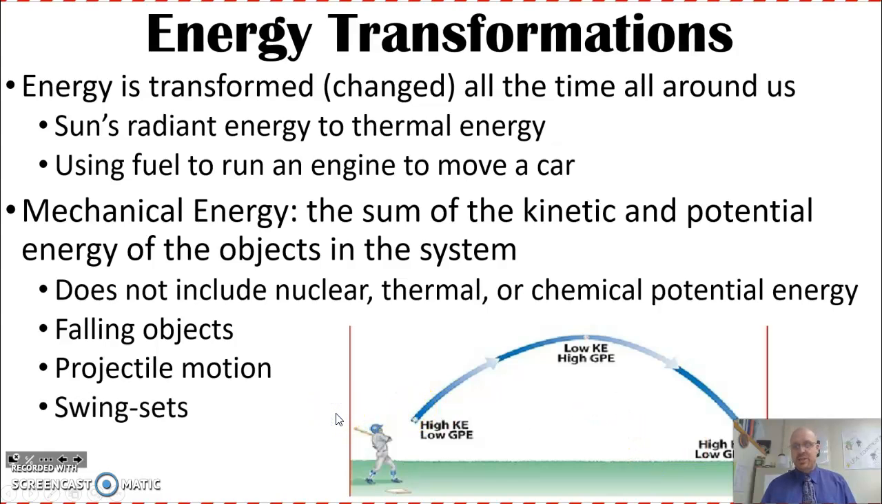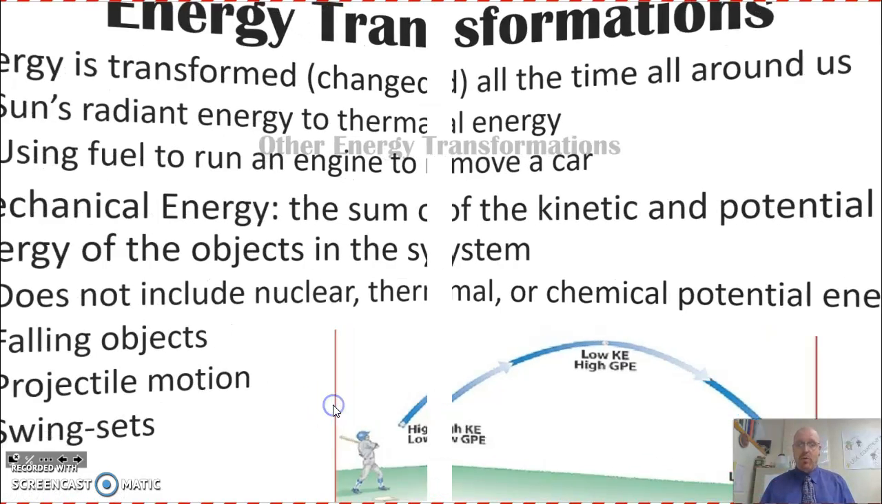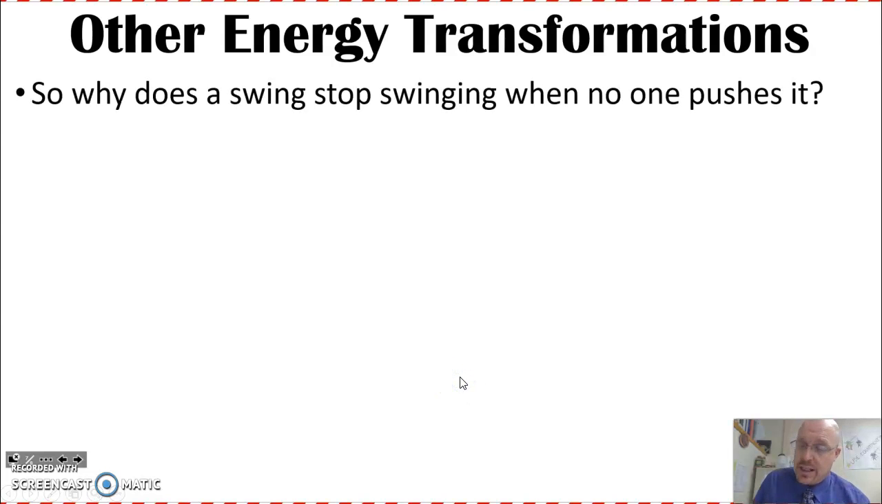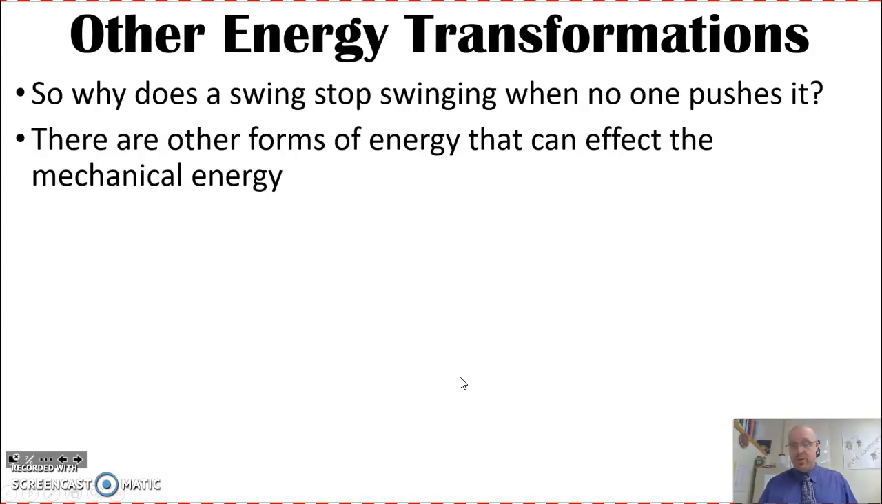All right, swing sets work on the same concept. You trade your kinetic energy, your motion, to get higher on the back or forward swing, and then back and forth. It's constantly transitioning back and forth on the swing. There are other energy transformations we want to talk about. So why does a swing stop swinging when no one pushes it? Well, the answer obviously is friction, okay?